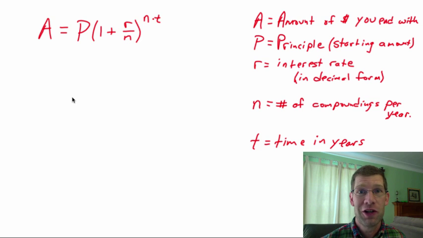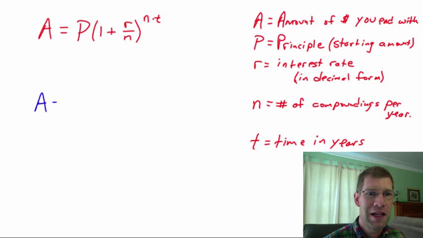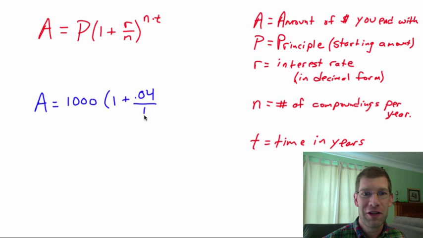I guess first, we could see, does it work for the example we did before? If we had, I don't know if I'd write this down, but A equals 1,000 times 1 plus, our interest rate was 4%, so 0.04, and we were looking at it as though it's compounded once per year, annually. So I'm going to put a 1 in for n. And the n in the fraction and the n in the exponent will always be the same, so we'd have a 1 up here times 2.